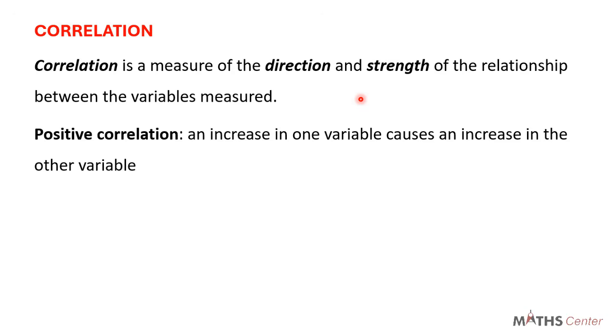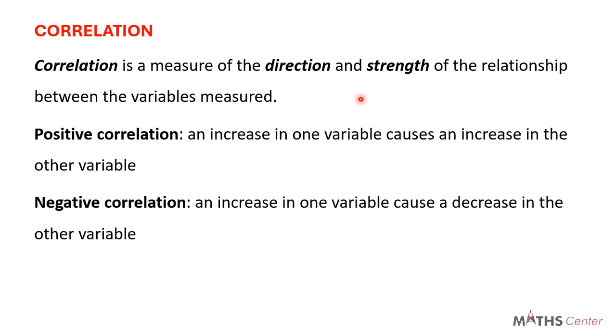So when we say a correlation is positive, what it means is that as one variable increases, the other variable also increases. When you have such a case, then it is said that you have a positive correlation. A negative correlation is the opposite of a positive correlation. For a negative correlation, as one variable increases, the other variable decreases. For a positive correlation, as one variable increases, the other variable increases. But for a negative correlation, as one variable increases, the other variable decreases.